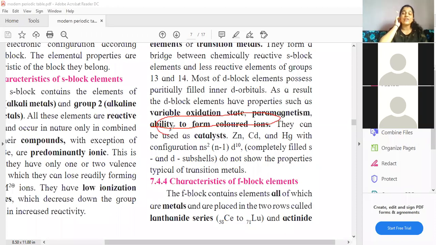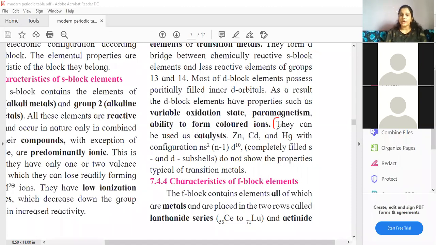Students, this is kind of a detection test. If in the laboratory I give you a diamagnetic and a paramagnetic material and tell you to identify which is what, because a paramagnetic material has unpaired electrons, it has the ability to form colored ions. So the one that will give me some color is paramagnetic. I hope you all are understanding this.